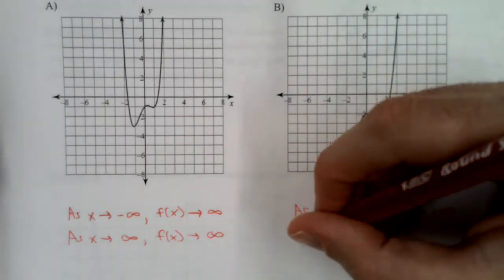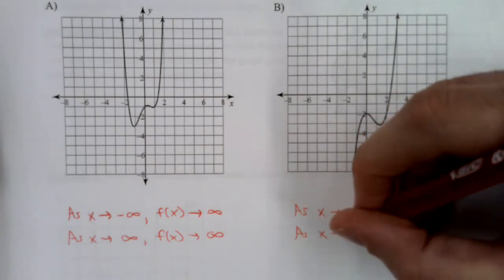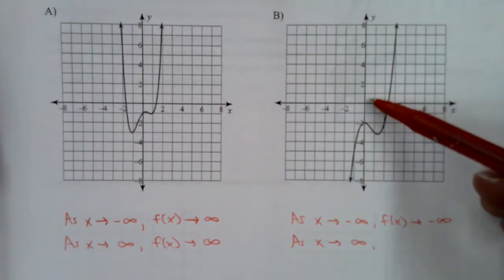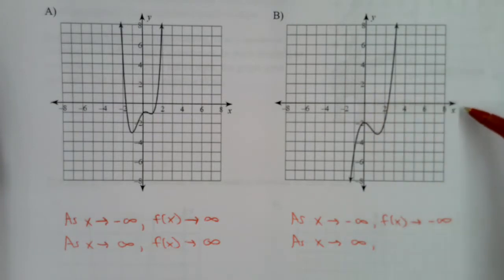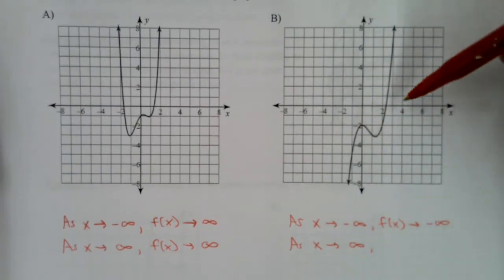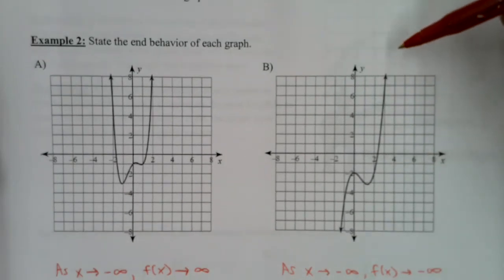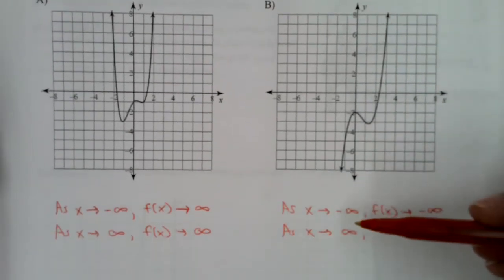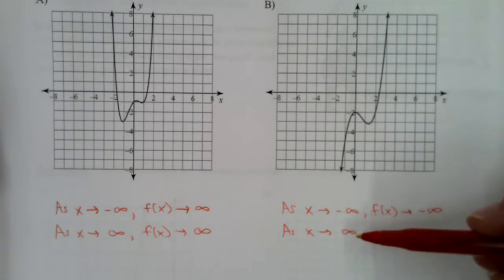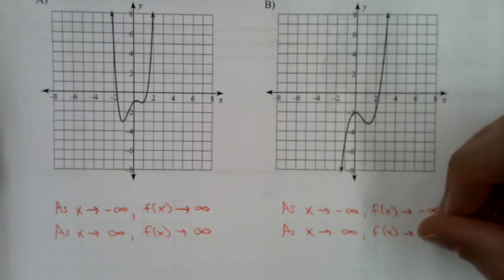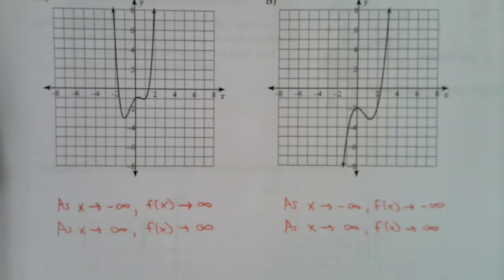Okay. What happens as x approaches positive infinity? What happens as x gets bigger and approaches positive infinity? The graph is going up. Okay, the graph is going to keep going up. So as x gets bigger and bigger, as x approaches infinity, the graph f of x or y is also going to approach infinity.